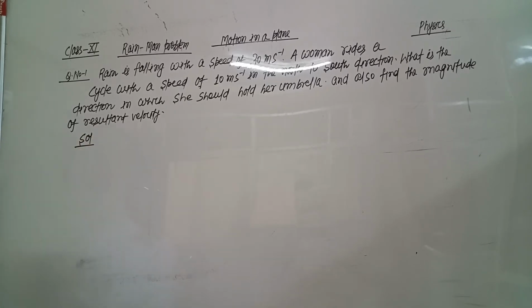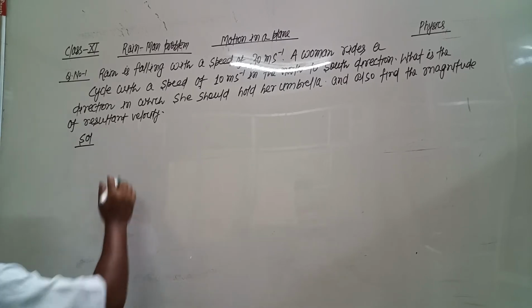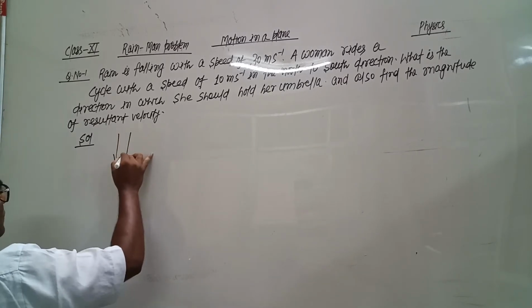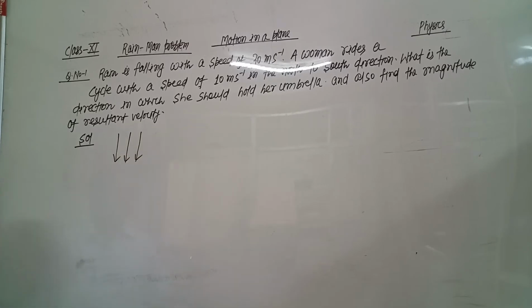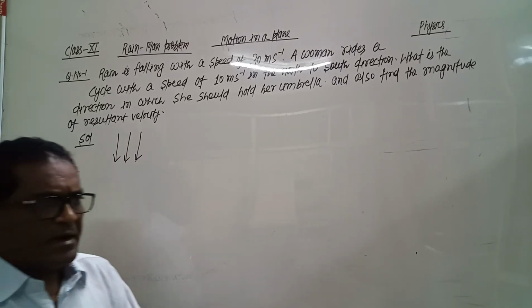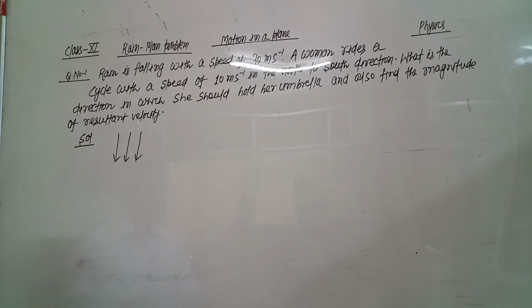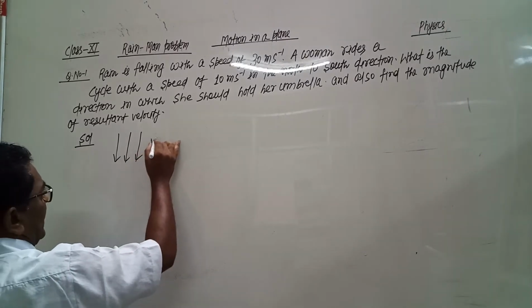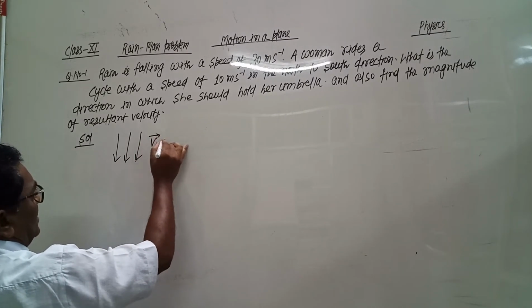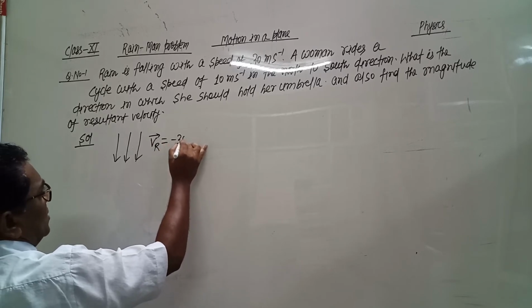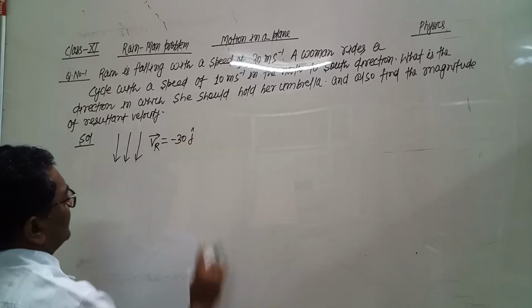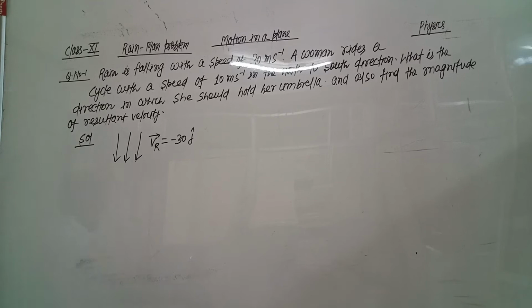The question is, rain is falling with a speed of 30 meters per second. The direction of fall of rain is vertically downward, in the negative y-axis. So the velocity of rain Vr equals minus 30 j cap. Velocity of rain is minus 30 j cap.